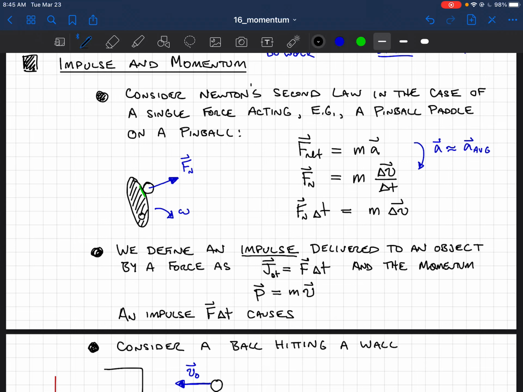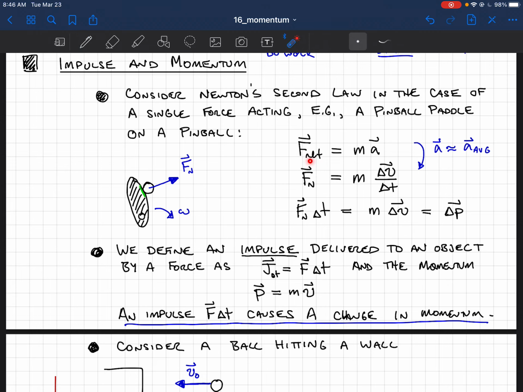So why did I do that? Well, this thing could be written then as delta p. So the first term is m times delta v, meaning it's m times v final minus m times v initial. But m times v final is just p final, the momentum final. So we say that an impulse, F delta t, causes a change in momentum of the particle. So this is sort of where we get the idea of momentum.